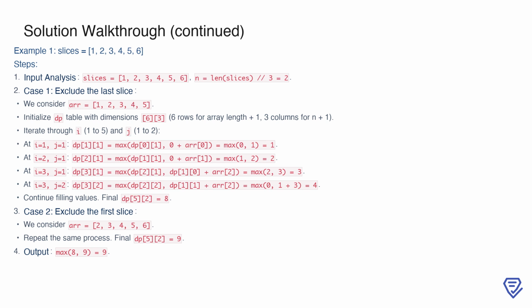Next, we repeat the process for the scenario where the first slice is excluded, working with the array 2, 3, 4, 5, 6. The final result for this case is dp[5][2] equals 9. Comparing the two cases, the maximum sum is 9.